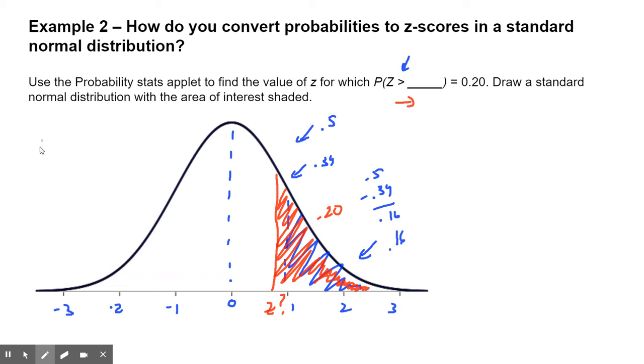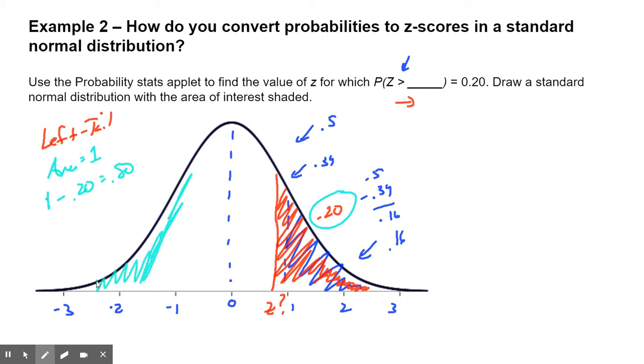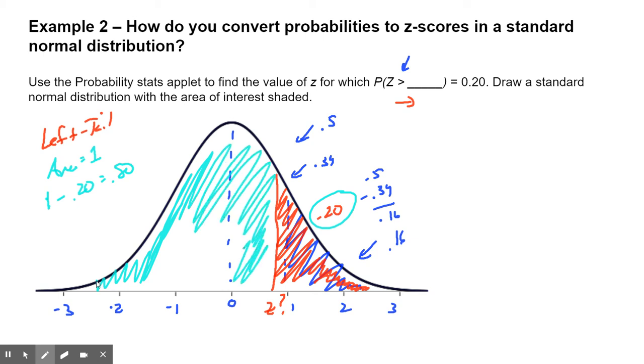It only does the left tail. So what, do we just throw our hands in the air and say we can't do it? No, we can actually calculate what the left tail area is, and let's do it in light blue. Because if this is 0.20, we should know that the total area is 1. So if we do 1 minus 0.20, we're going to get the left tail area of 0.8. This area here that I'm shading in light blue is 0.80.